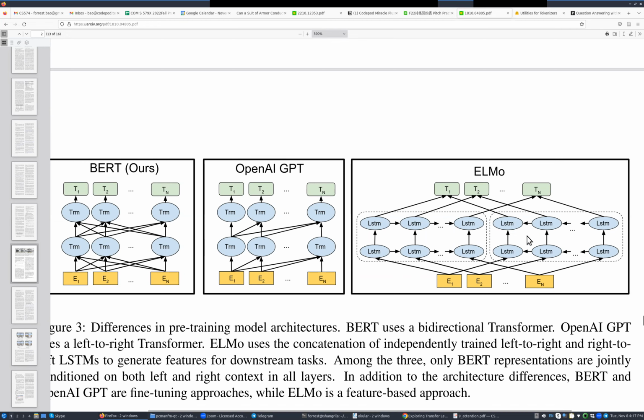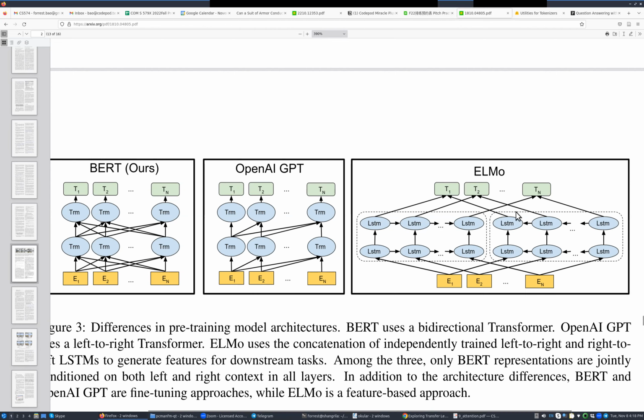And what is ELMo? ELMo does something different. If you compare what's inside of this blue oval, it says LSTM, while in GPT and BERT it says TRM, which stands for transformers. So ELMo does not use transformers; it uses traditional LSTM models. This LSTM model has two parts. The first one goes left to right, and the second one goes right to left. And it still computes bidirectional attention.